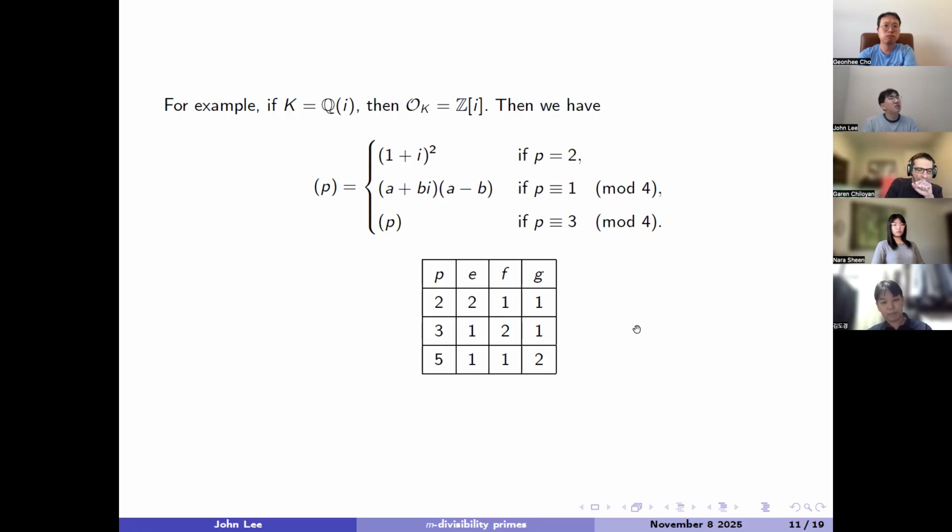Okay, so I think this is a good example to see how this E, F, G interplay to encode the information about the degree of extension. Of course, it becomes harder if K over Q is not Galois, or if the degree of K over Q is not a prime number, then this calculation becomes a little bit trickier.